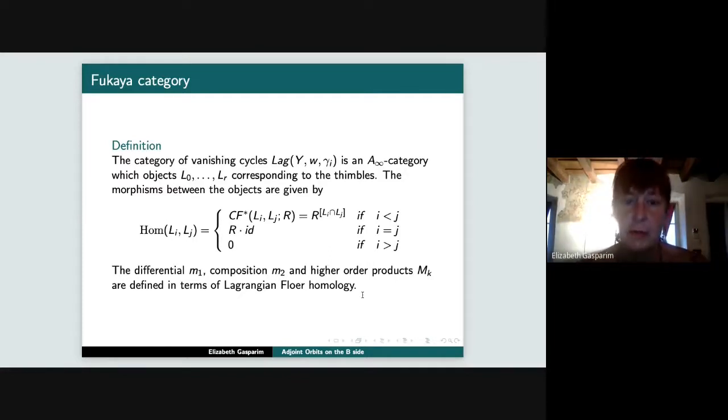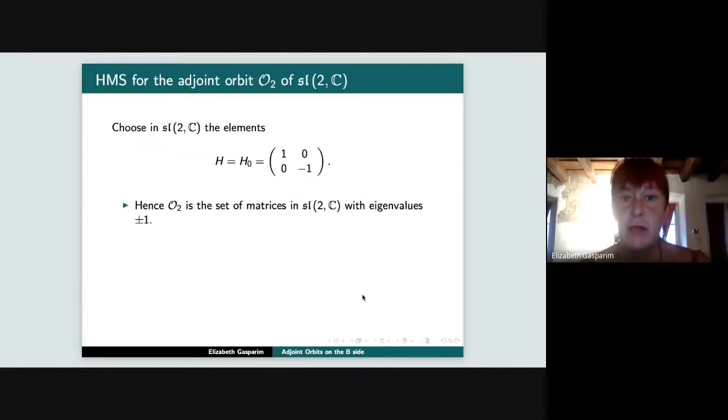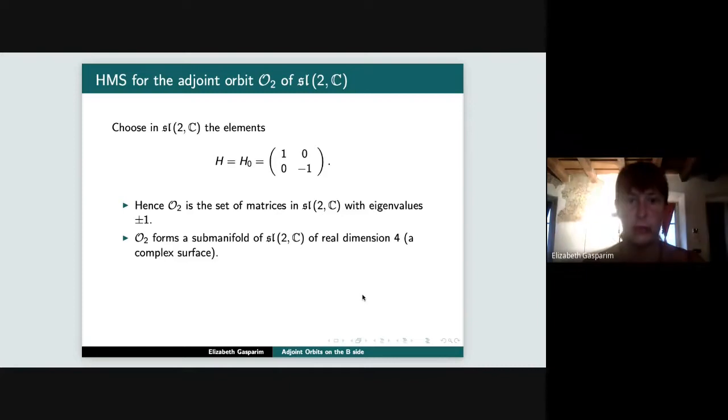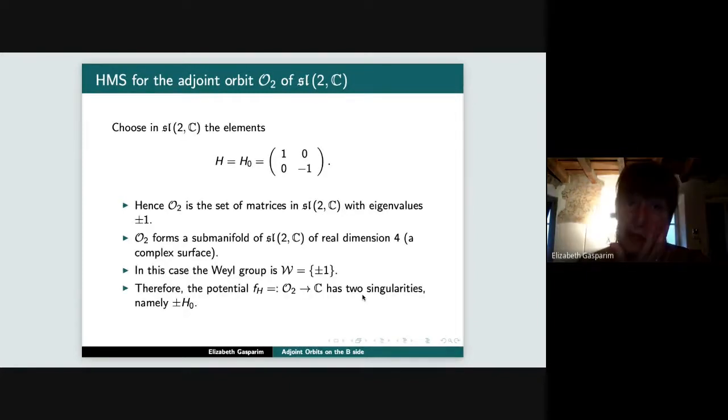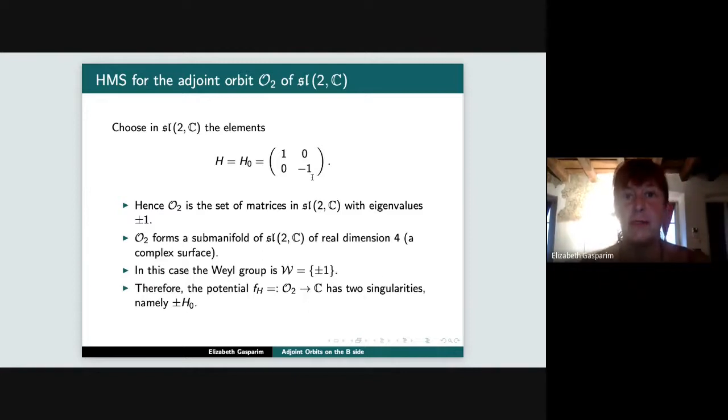It's long, but doable. Anyway, our example of the adjoint orbit, when we did the adjoint orbit of SL2, let me put it all at once, which was the first simplest case to study. So at first, this one has then two eigenvalues.